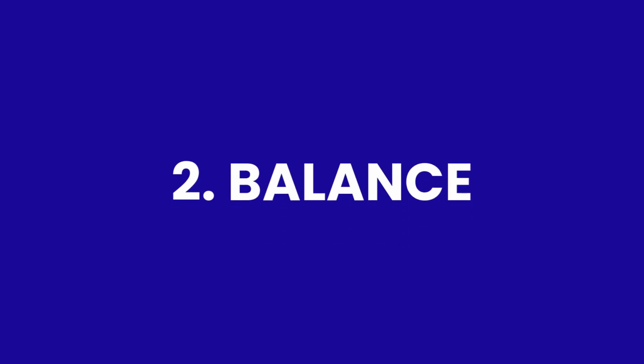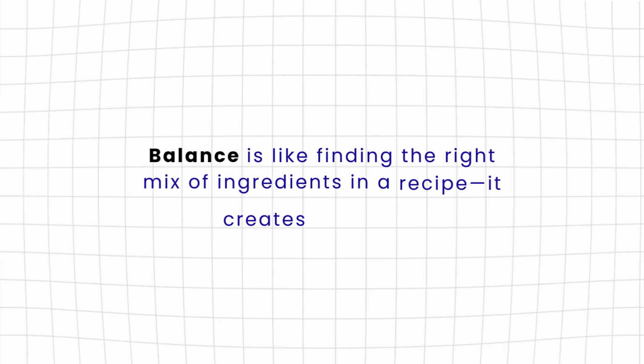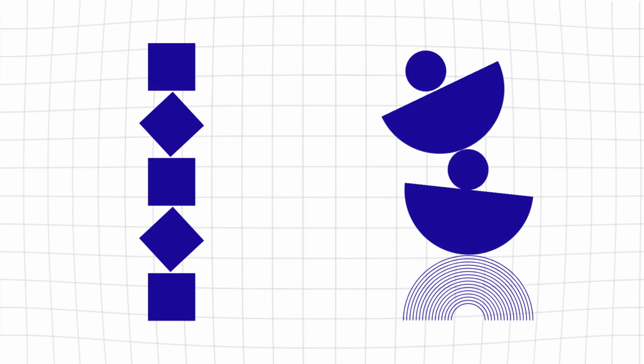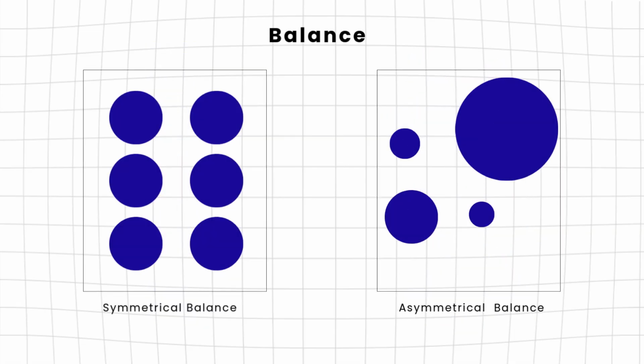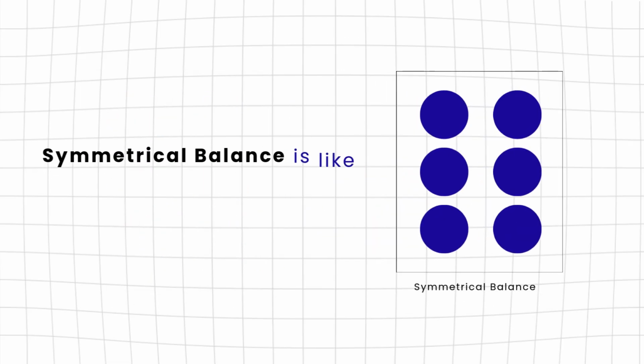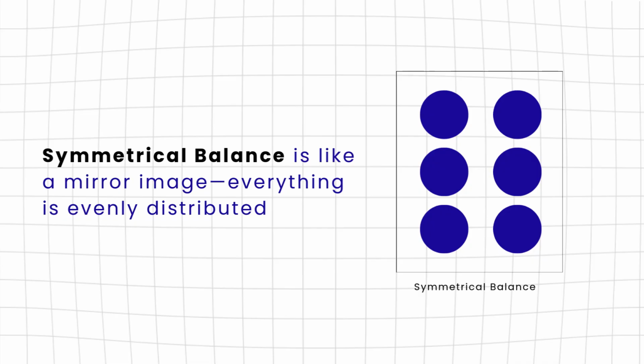The next one is balance. Balance is finding the right mix of ingredients in a recipe. It creates harmony. There are two types of balance. One is symmetrical and the second one is asymmetrical. As you can see on the screen, symmetrical is like a mirror image. Everything is evenly distributed, just like these circles in this image. These are equal and create balance in the design.